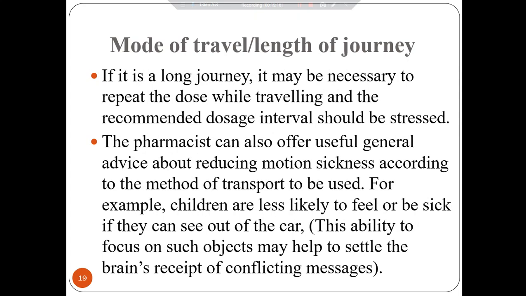For example, children are less likely to feel or be sick if they can see out of the car. This ability to focus on such objects may help to settle the brain's reception of conflicting messages. So when you let the child see out of the car, this will decrease the conflicting messages that come to the brain during this journey or during this traveling.